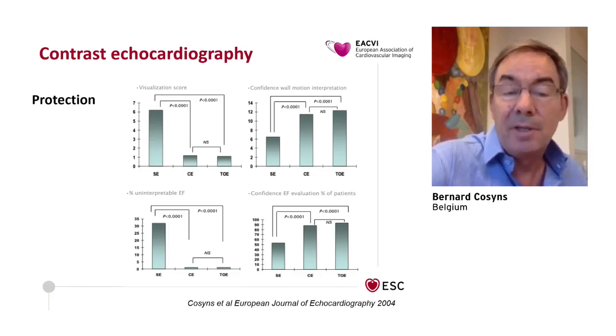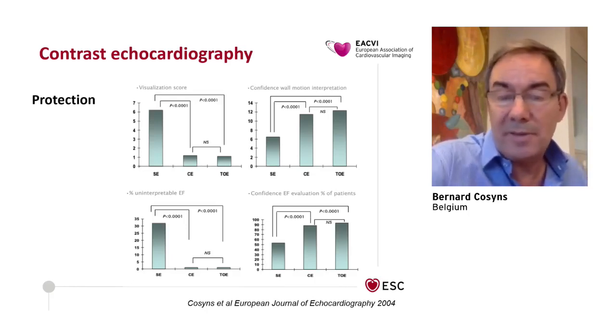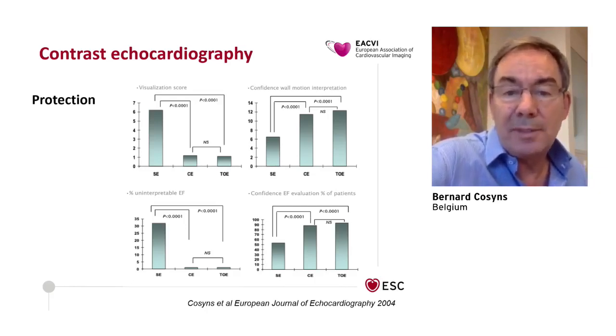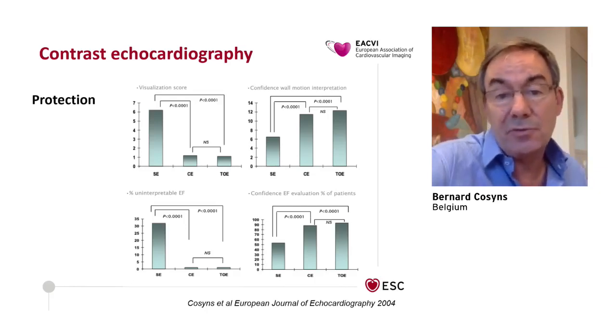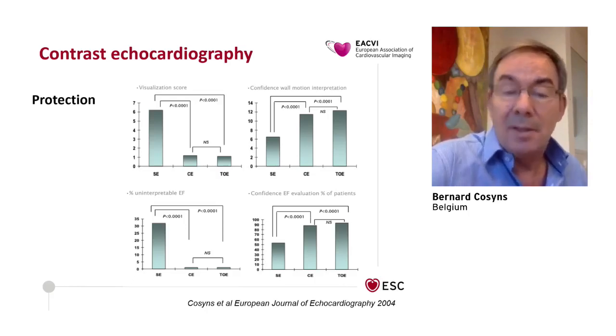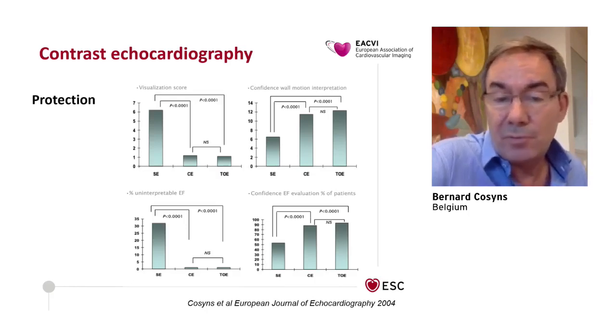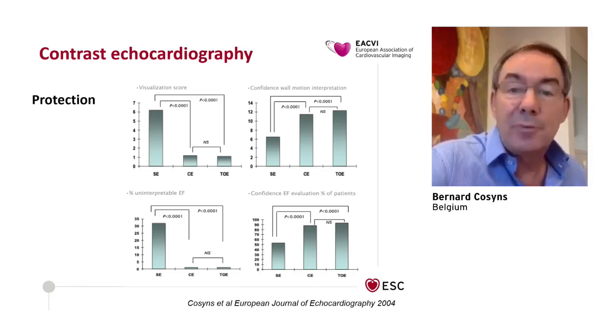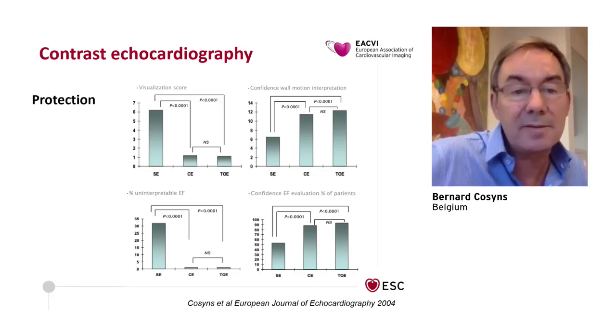But interestingly, if you compare that to the risk conveyed by transesophageal echo and the benefit that you can expect from contrast echo in comparison with transesophageal echo, you can clearly see that you have the same confidence regarding the wall motion interpretation using contrast echo compared to transesophageal echo, and the same confidence in the evaluation of ejection fraction with both procedures in the same patients. Therefore, transesophageal echo is a higher risk procedure and requires much more precaution than contrast echo, so it makes sense to use contrast echo as first intention.